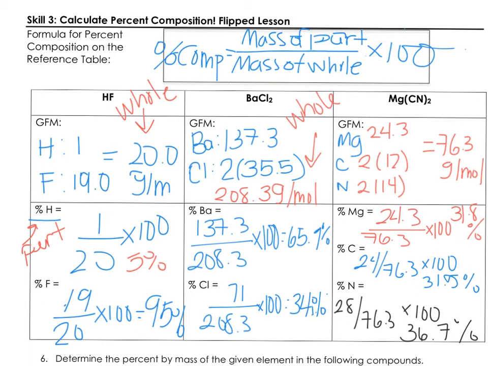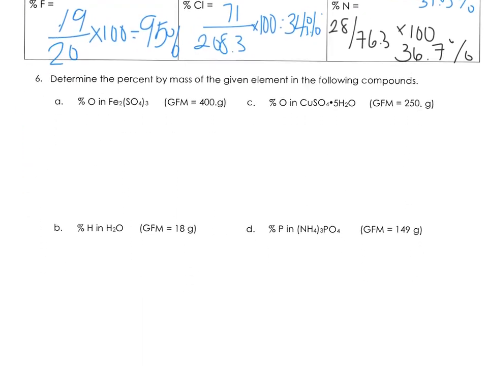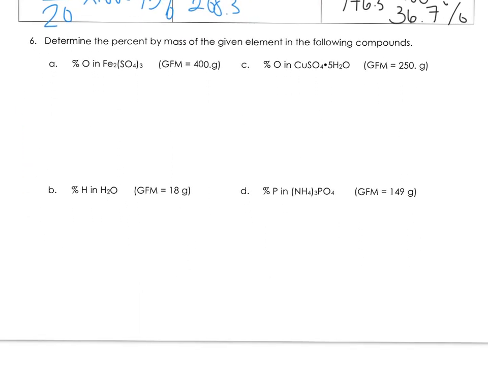So now, at the bottom of your page, there are 4 practice questions. You'll notice that they each give you the gram formula mass in there already. So really the only thing that you are practicing here is being able to use the mass of the part over the mass of the whole times 100 and accurately getting the percentage of whatever compound they're trying to get you to find. Alright, so we're going to do A together.